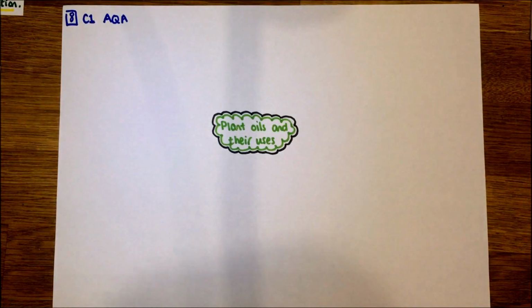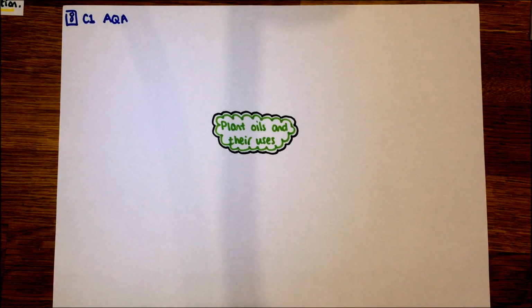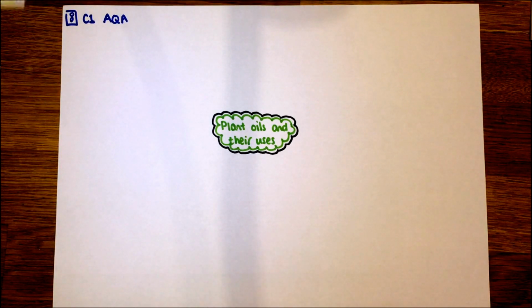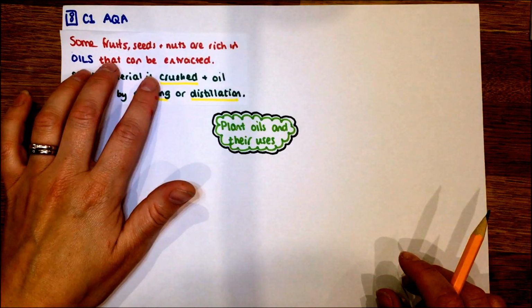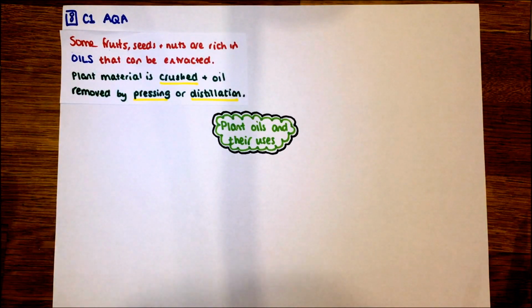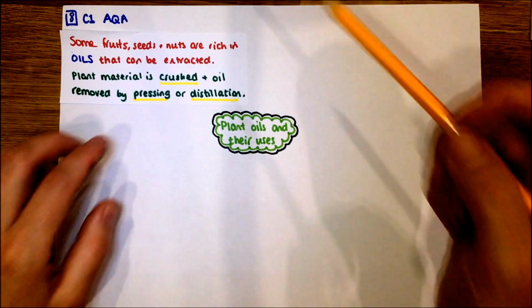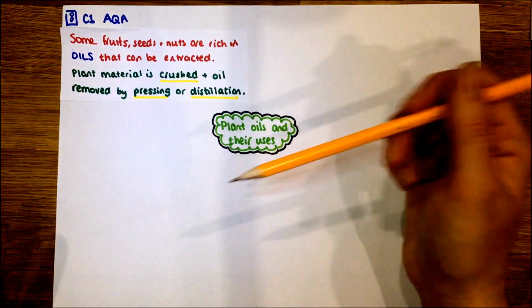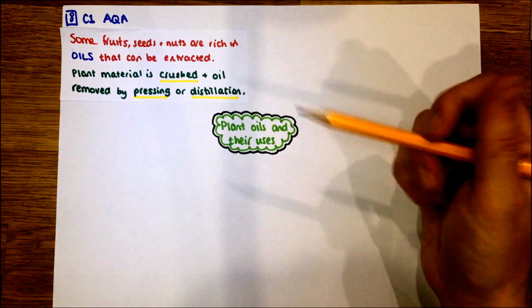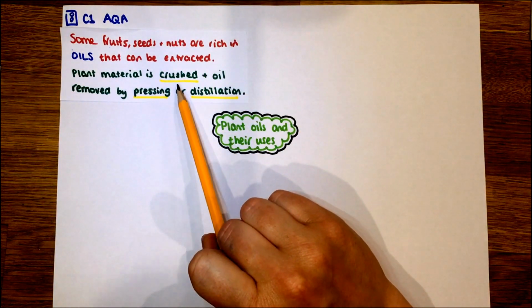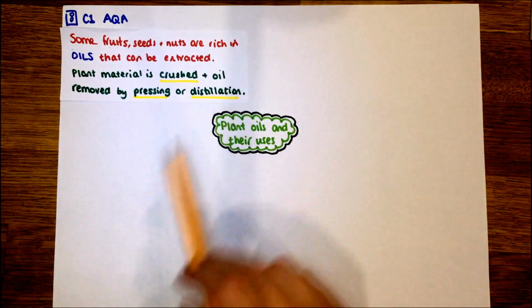Okay, this is the 8th revision video for C1, and we're going to look at plant oils and their uses. You need to be aware that some fruits, seeds, and nuts are rich in oil. You'll be familiar with olive oil, for example, and we can extract that oil and use it particularly for cooking. Plant material is crushed, so anything we get like the olive, for example, will be crushed.